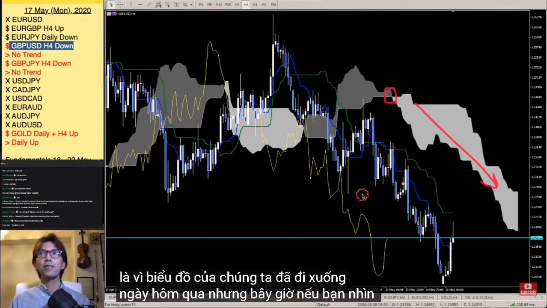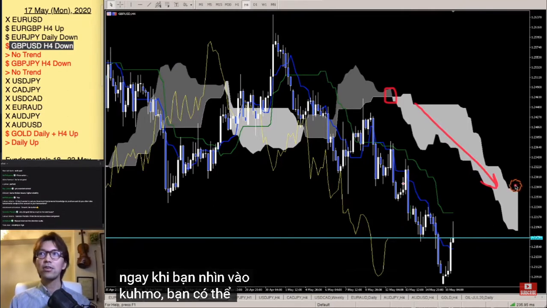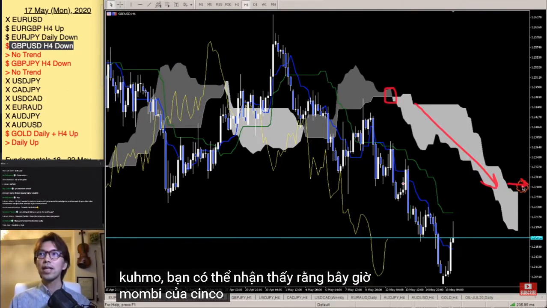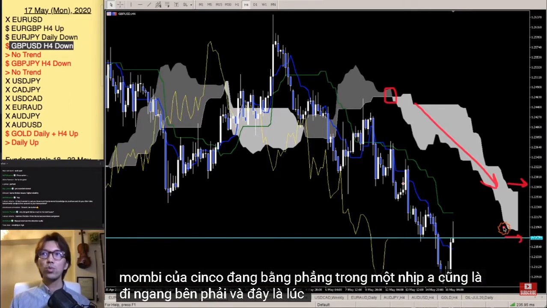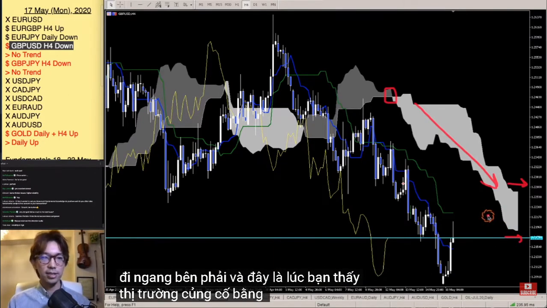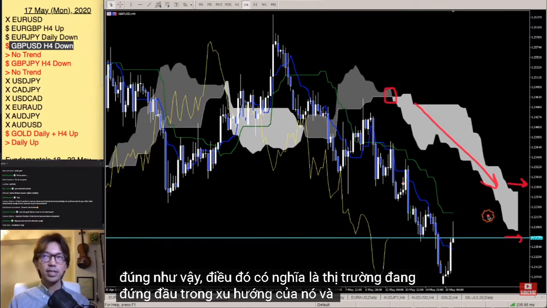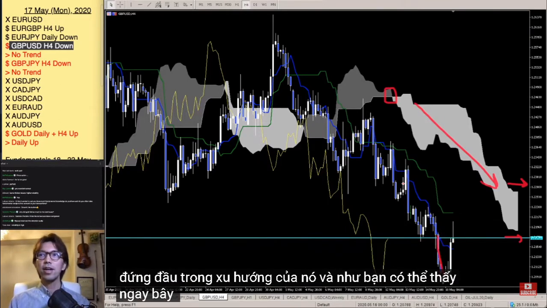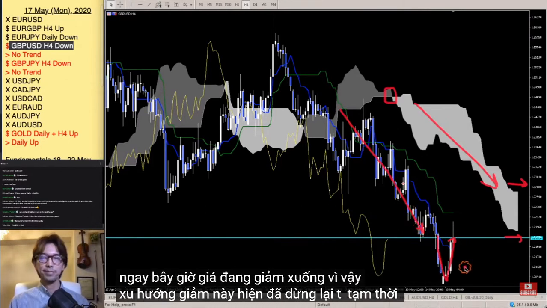But now, as soon as you look at the Kumo, you can notice that Senko Span B is flat and Senko Span A is also flat. This is when you see the market consolidating. That means the market has stopped in its trend, and as you can see, right now the price is retracing. So this downtrend is now stopped temporarily.